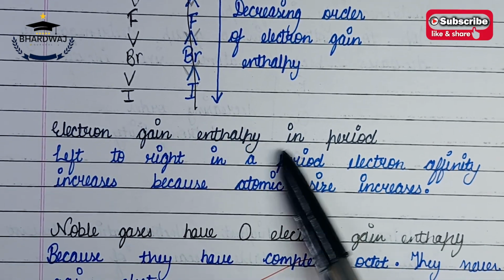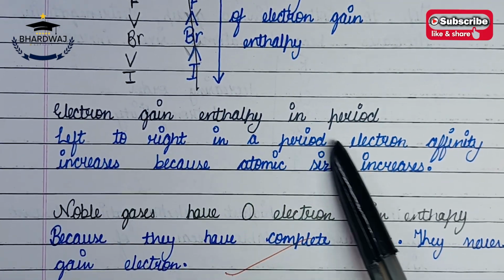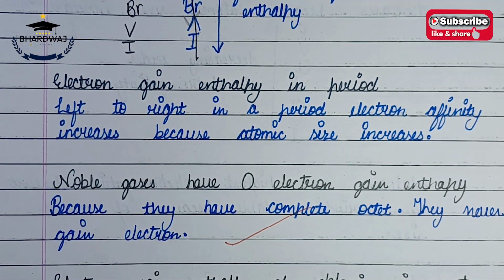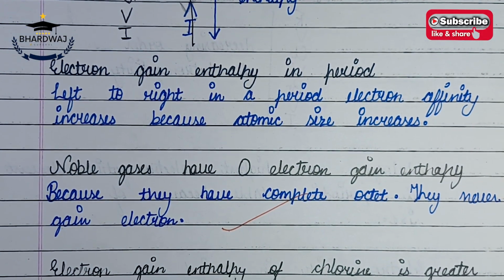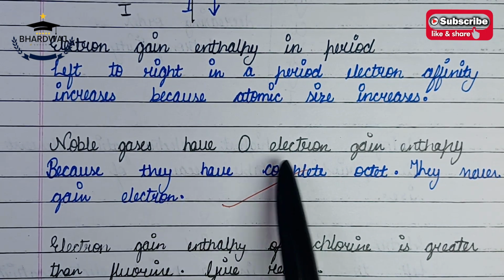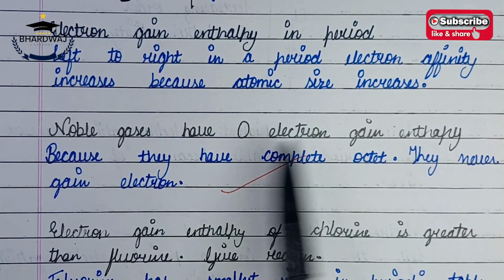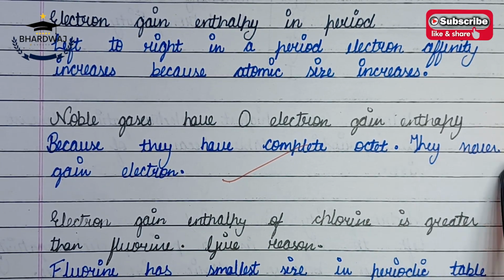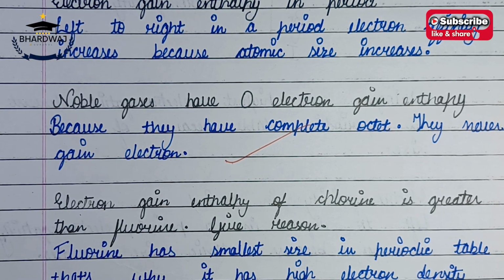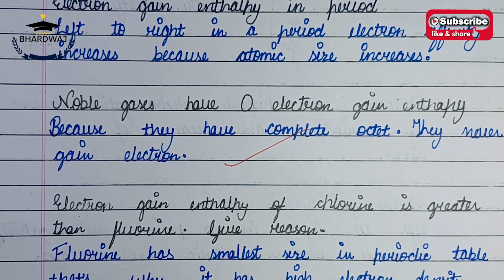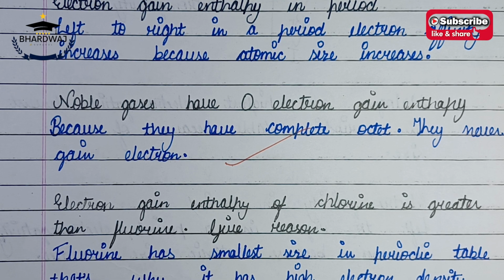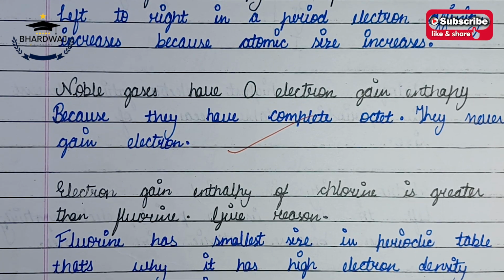Electron gain enthalpy in a period. Left to right in a period, electron affinity increases because atomic size decreases. So always when we move from left to right in a period, electron affinity increases. Noble gases have zero electron gain enthalpy because they have a complete octet, they never gain electrons. As we discussed earlier, their last shell has complete electrons, so they do not require any more electrons, so they have zero electron gain enthalpy.